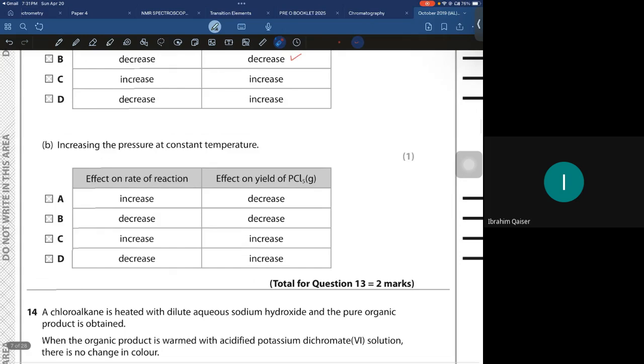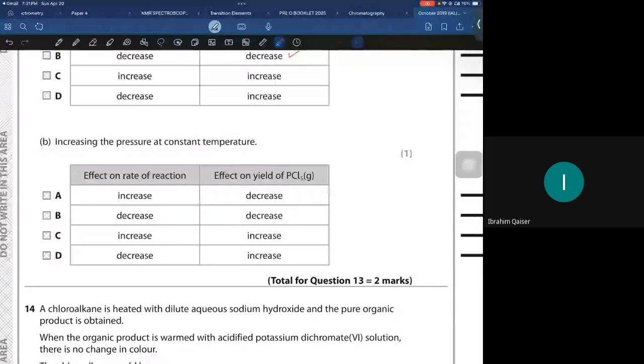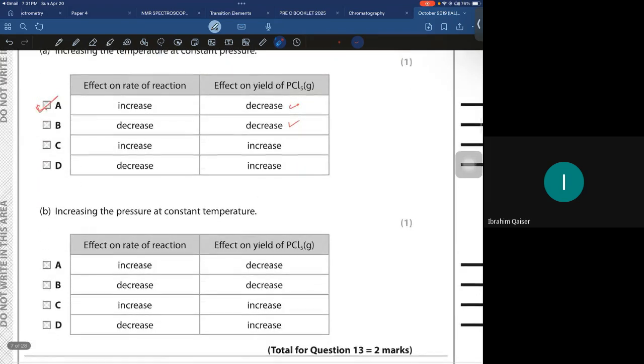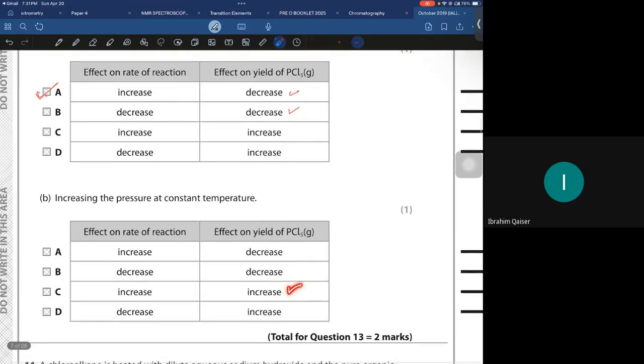In option B, increasing the pressure at constant temperature. Pressure means we are looking at the gas. Since we have 2 moles of gases on the reactant side and 1 mole of gas on the product side, when you increase the pressure, the reaction would move forward, more moles to the less moles. Forward means that the yield of PCl5 would increase. It may be C, it may be D.